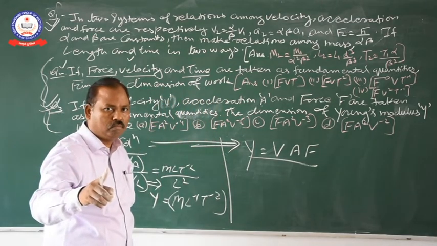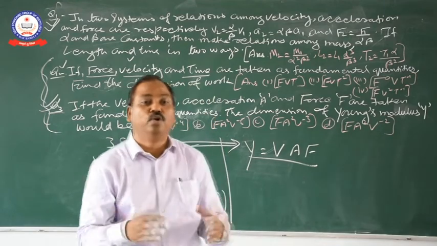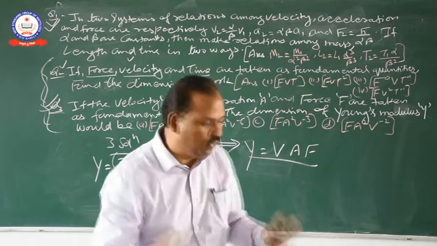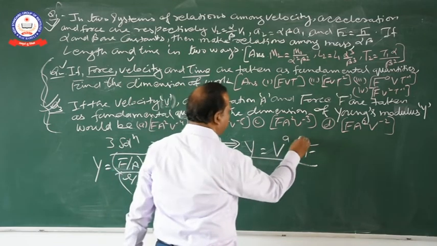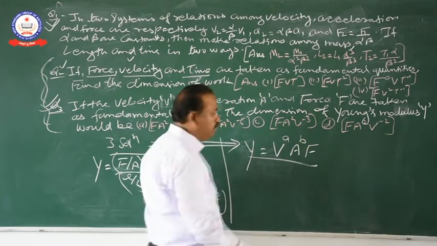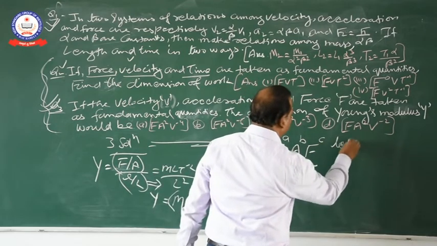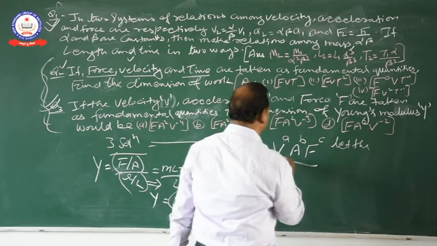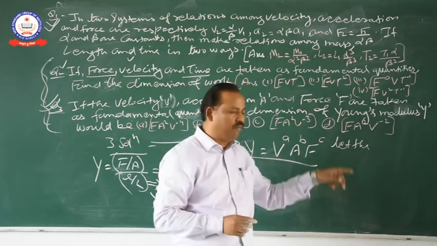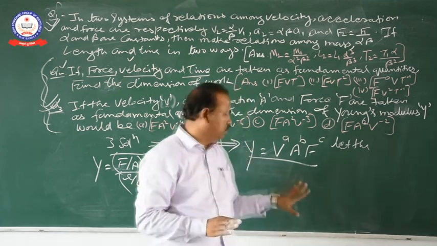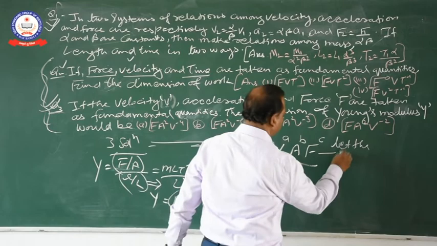No, because V, A, F you don't have dimension. So first you let the dimension of V is a, dimension of A is b, dimension of F is c. Okay, this is step number one.